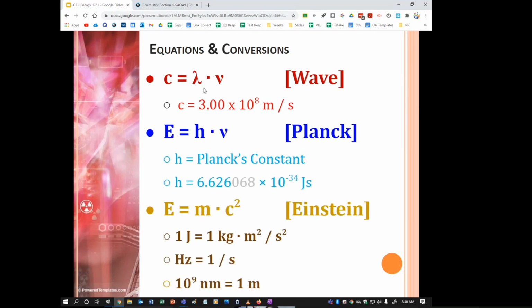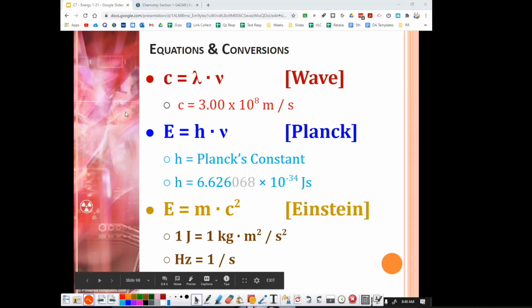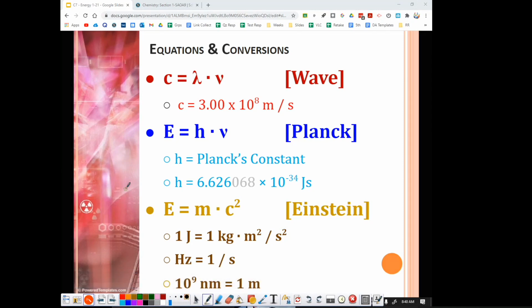You've got the wave equation over here, developed by Schrodinger. You've got the Planck equation, which is how we linked energy to frequency. And this is Einstein's equation, linking energy to mass. Now, first off, all of these equations by themselves are easy because every single one of them has a constant and it has two variables. That is like the easiest algebra you can ask for, a constant and two variables.